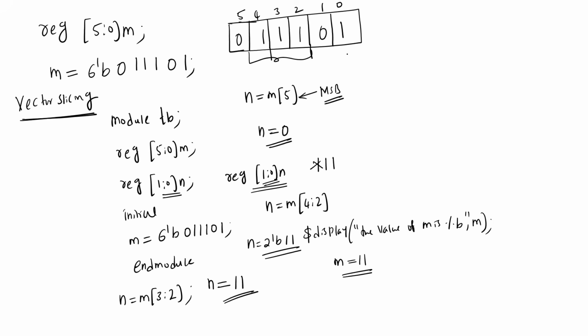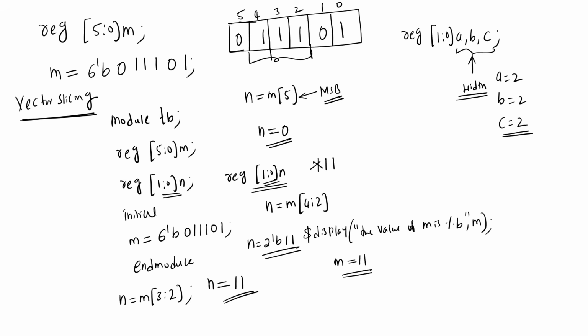Suppose if you declare range 1 down to 0, A comma B comma C. So what is the width of A, B, C? Tell me. 2-bit. All the width: A is 2 bit and B is 2 bit and C is also 2 bit.